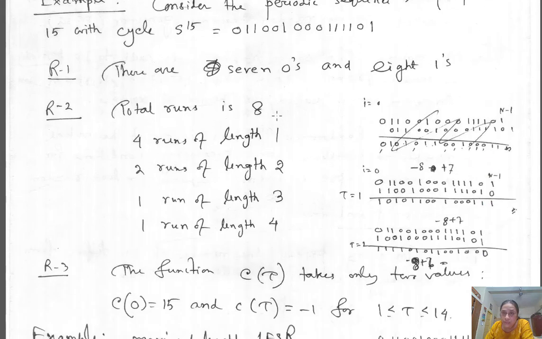So if it is the original string and it is the tau equal to 1 shift, and you just XOR, this means Si plus 1, S0 plus 1, S1 plus 1, like that.